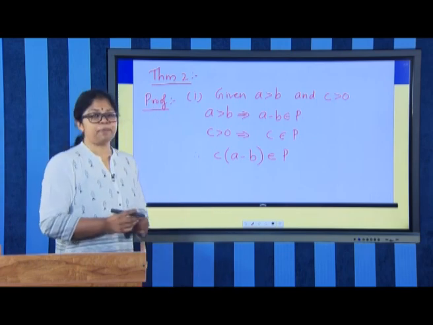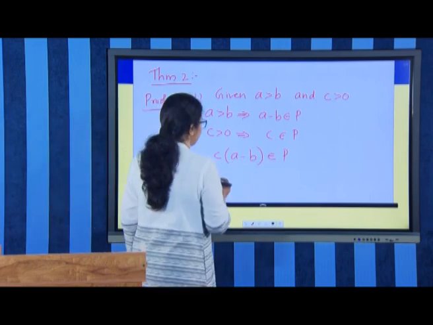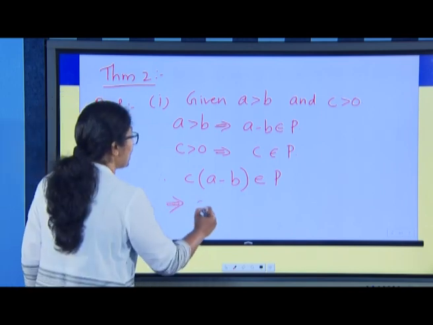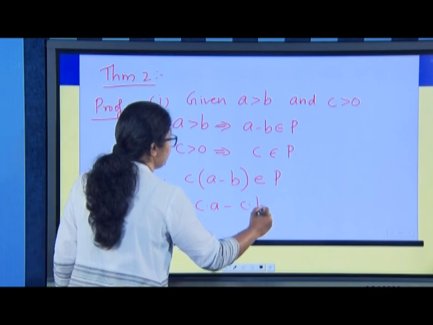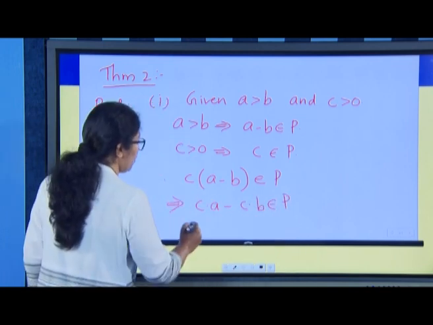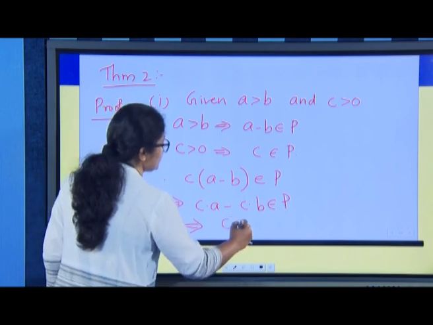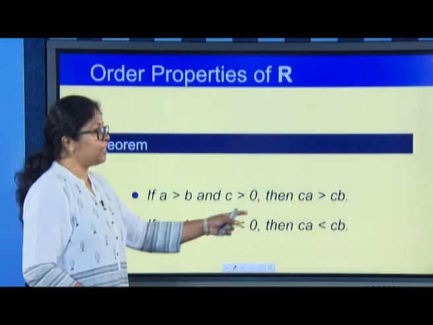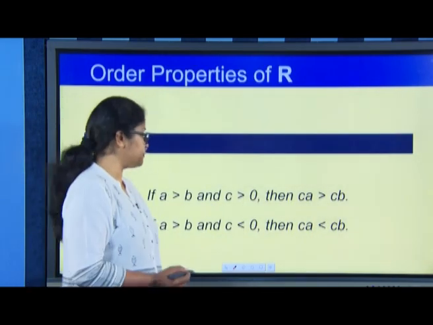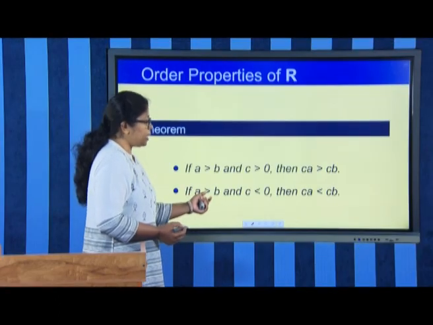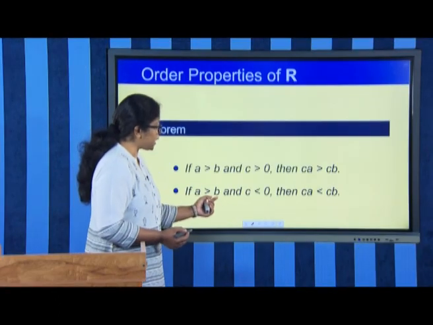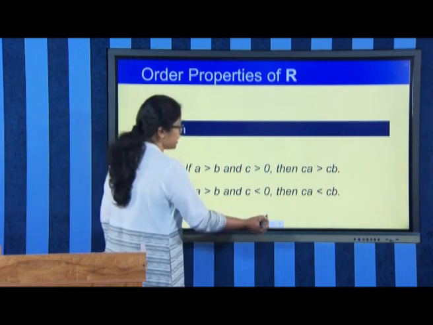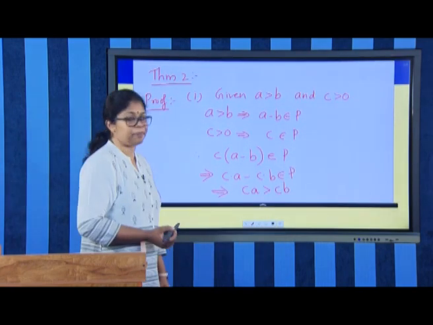C into A minus B also belongs to set P, which indicates by distributive property, you have CA minus CB belongs to P, or in other words, we have CA is greater than CB, as is exactly required in the result. Similarly, we can prove that if A is greater than B and C is less than 0, then CA is less than CB. Let us look at the proof of the second part.